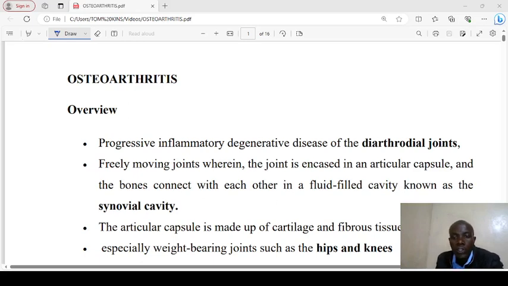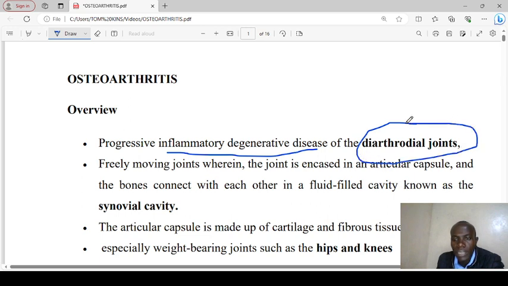Today we are looking at osteoarthritis. Osteoarthritis is one of the major common conditions of the musculoskeletal disorders, and it majorly affects the joints, especially the weight-bearing joints. Okay, so this is a progressive inflammatory degenerative disease of the diarthrodial joints. And these diarthrodial joints are joints that move freely.